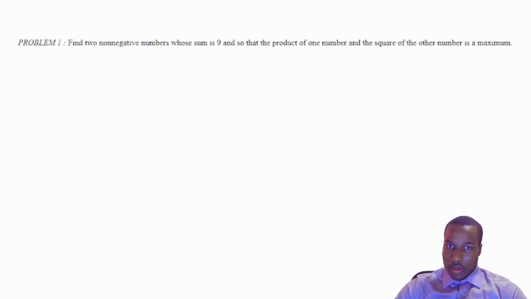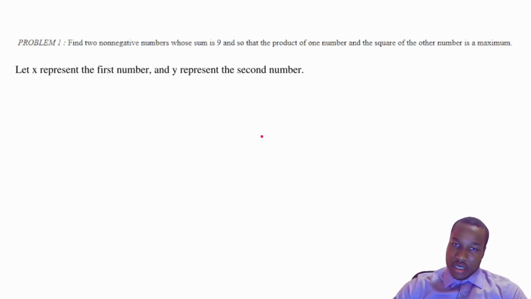So from the question, we understand that the sum of the numbers must be 9, and that the product of one number and the square of the other number must be a maximum. So things to note are that we are going to square one number, and we must ensure that the product is indeed a maximum. So we can represent these two numbers using variables. We can let x represent the first number and y represent the second number.